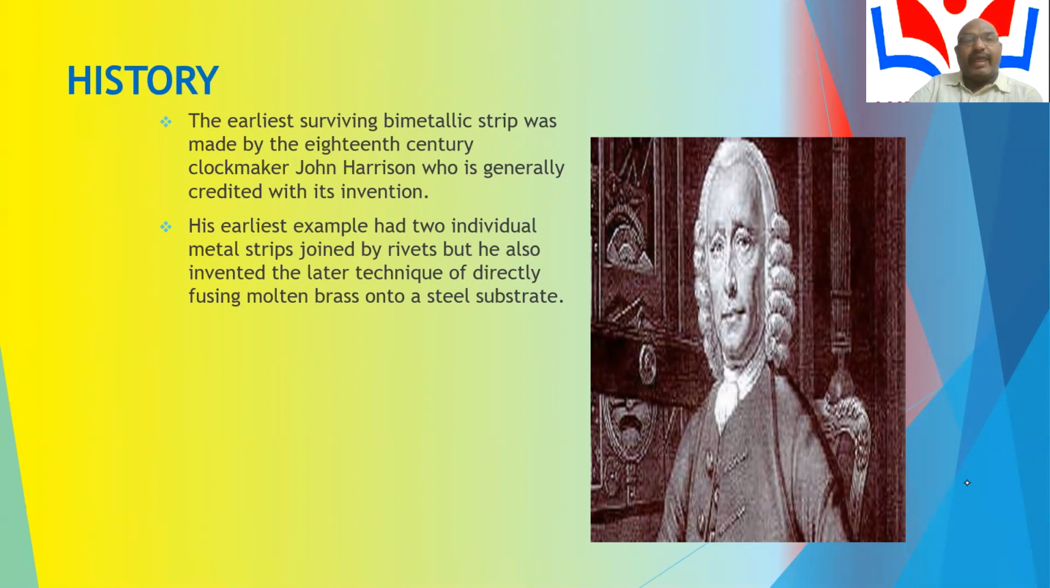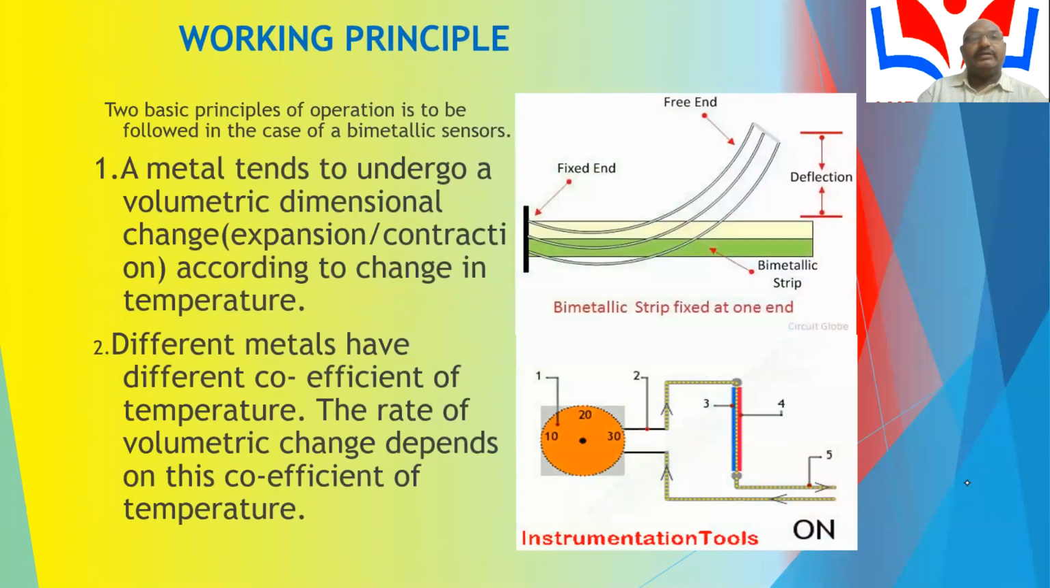His earliest example had two individual metal strips joined by rivets, but he also invented the later technique of directly fusing molten brass onto a steel substrate. The working principle: two basic principles of operation are followed in the case of bimetallic sensors. A metal tends to undergo volumetric dimensional changes according to change in the temperature.